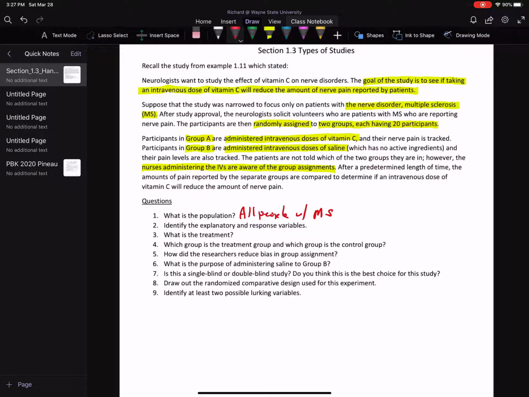And what we want to do is identify the explanatory and the response variable. So I'm going to move this down here, the explanatory variable. So what's the explanatory variable? What's seeking to cause the change? The explanatory variable here is going to be the amount of vitamin C that's given. And the response variable here, what are they trying to track, right? What they're trying to track then is the nerve pain. So the response variable here is the amount of nerve pain.